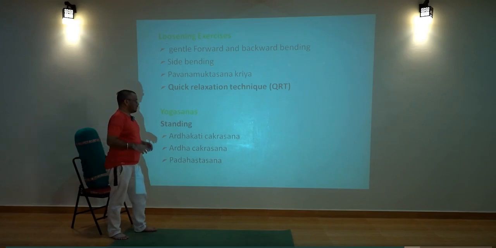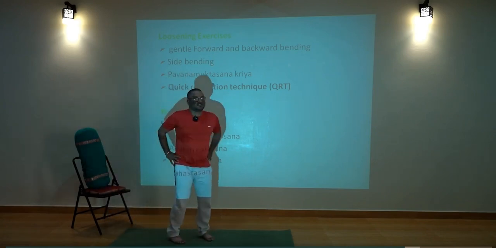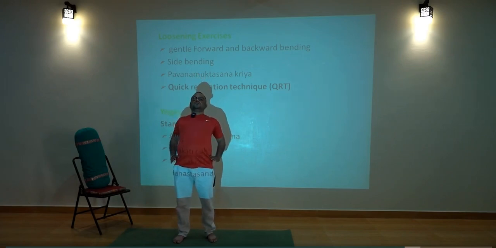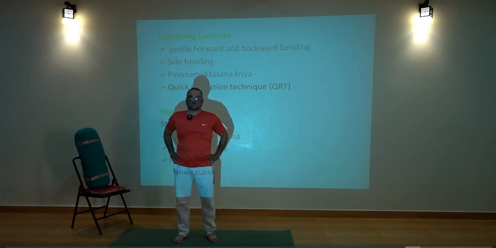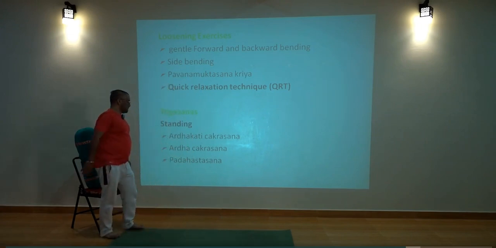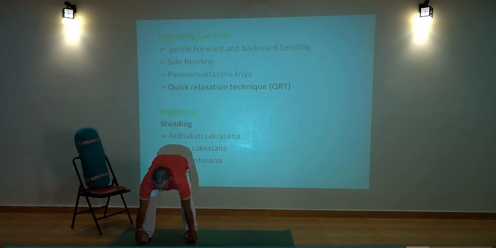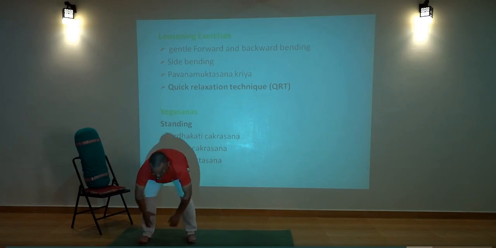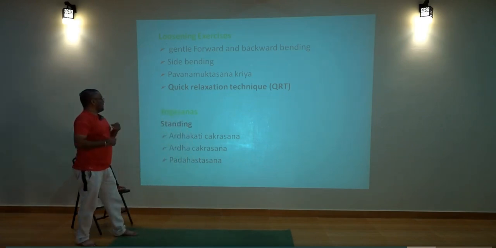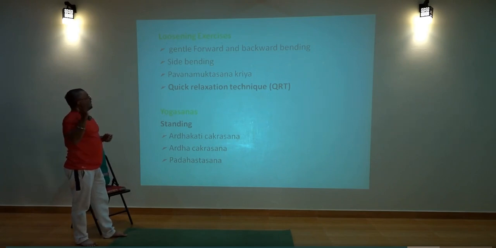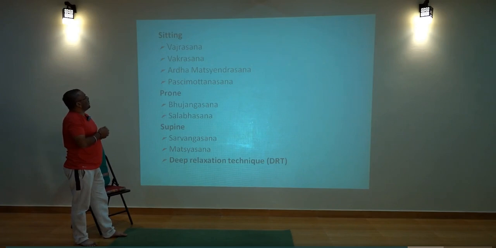Ardha Chakrasana, this you can do, some people do it completely. Simply you can do it and no need to create any pressure on the lower back. Just hold there and release the pose. Then Padahastasana, including inhalation, exhalation, bringing the hands under the feet. This Padahastasana you can do. So this comes to the standing poses. Then come to the next one. Sitting poses, Vajrasana, Vakrasana, Ardha Matsyendrasana. This twisting you can do.